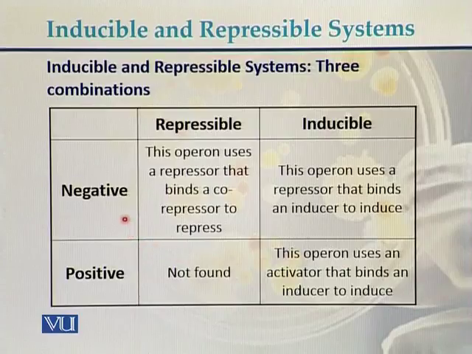There can be positive and negative systems in the case of repressible and inducible. What is a negative repressible system? In this, the operon uses a repressor that binds a co-repressor to repress the expression. In a negative inducible system, the operon uses a repressor that binds an inducer to switch on the expression of the genes. In a positive inducible system, the operon uses an activator protein that binds an inducer to induce the expression of the genes. So systems can be negative repressible, negative inducible, and positive inducible.